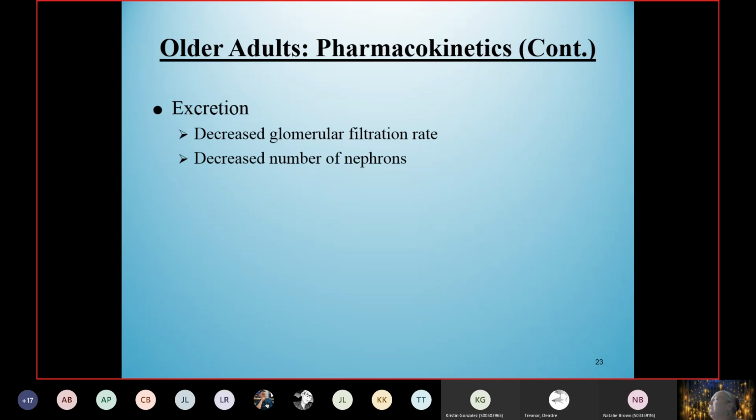And then excretion: decreased glomerular filtration rate, decreased amount of nephrons. So your GFR, glomerular filtration rate, is decreased by up to 40 to 50%. And when we talk about decreased number of nephrons, we're talking about the ones that are intact. Okay.